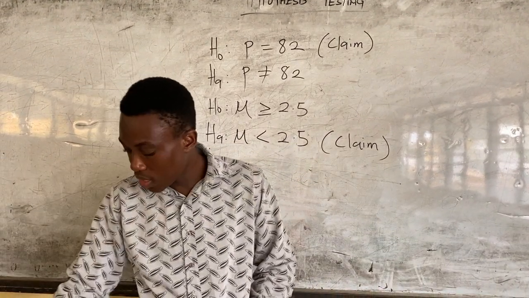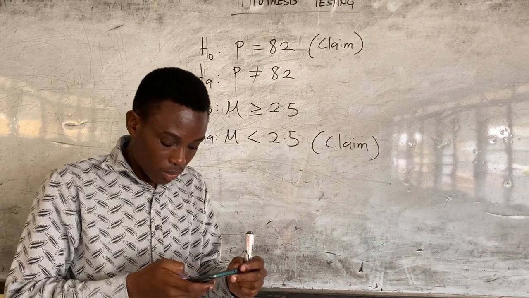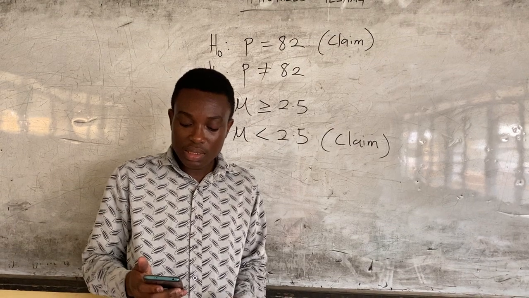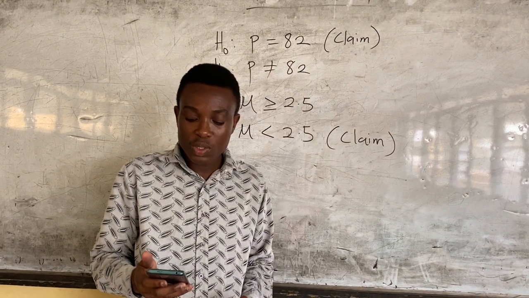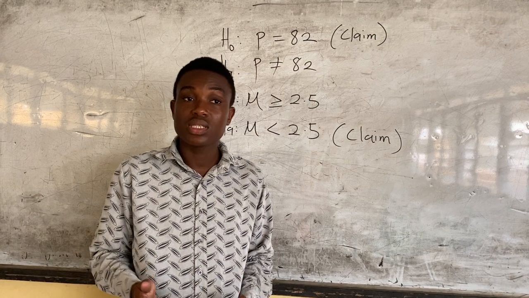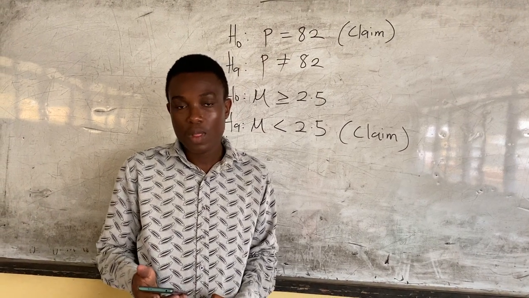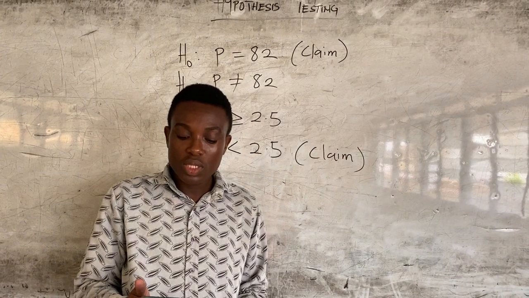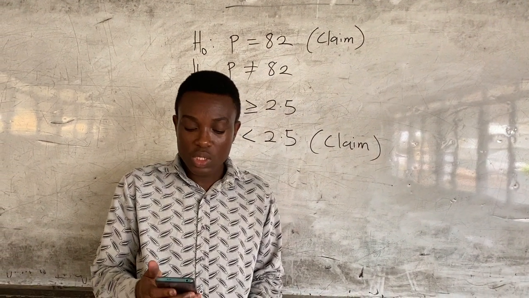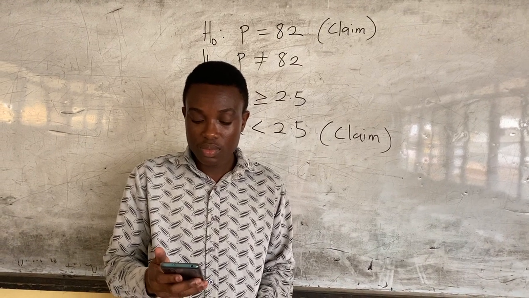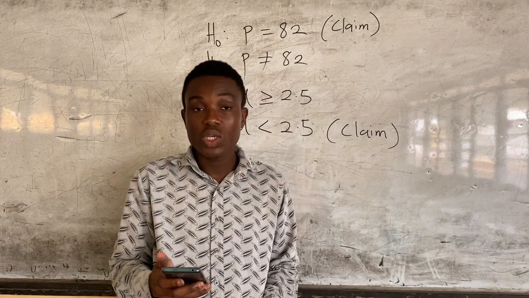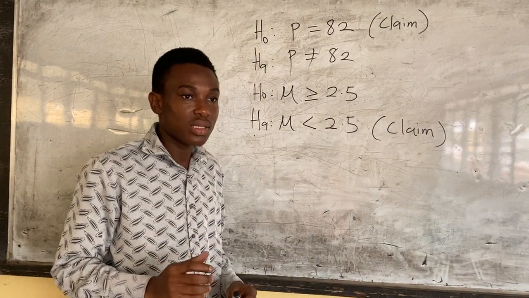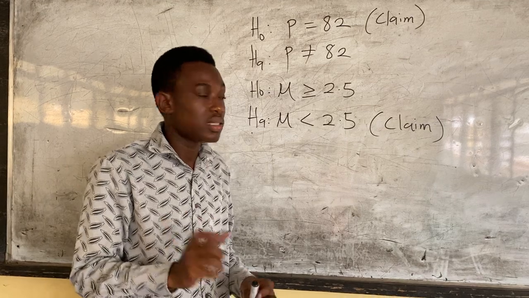Let's take the third example. A cereal company advertises that the mean weight of the content of its 20-ounce size cereal boxes is more than 20 ounces. So it's more than 20 ounces. That's the critical part of the statement.